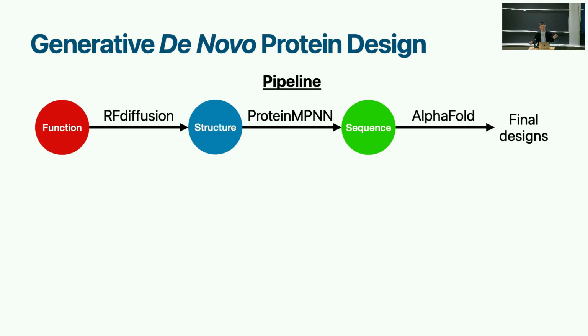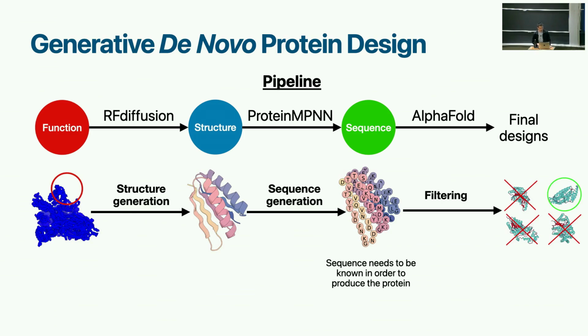So in the generative de novo protein design pipeline, these three algorithms have led to a pipeline that's been really successful in protein design. You go from a function to a structure to a sequence, and then you use AlphaFold to filter and figure out the final designs. This is a more illustrative schematic where I might tell the model, generate me a protein that binds right here. I'll create a structure that might do that, and then I'll create a sequence that'll hopefully become that structure, and then I'll use AlphaFold to filter out which ones I want to end up using. And I get asked this question a lot, which is: why do you need to know the sequence?